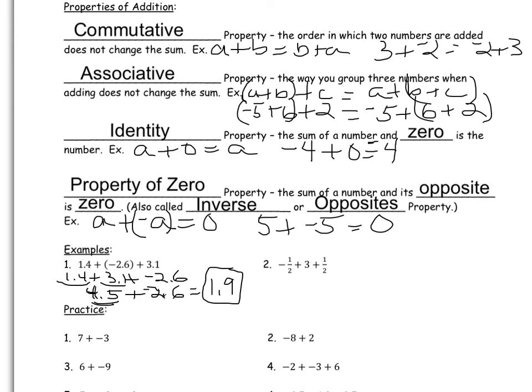Like for example, in the second example, we've got negative 1/2 plus 3 plus 1/2. I want to think of this as putting the 3 aside, and then we have negative 1/2 plus a positive 1/2, and these two are opposites, so they're going to cancel each other. That's that property of 0, or opposites property. These are going to cancel, and I'm just left with 3.